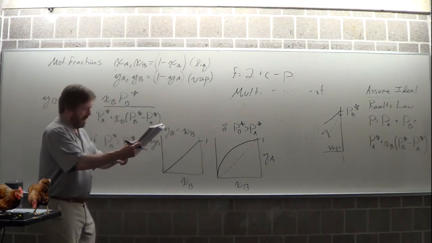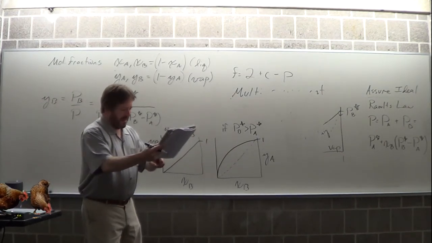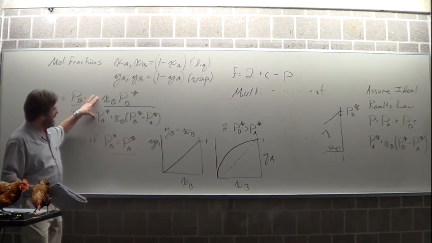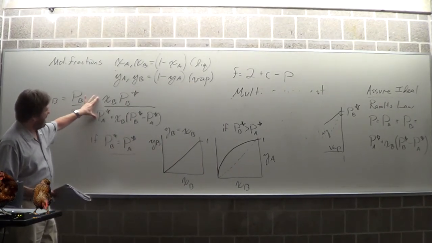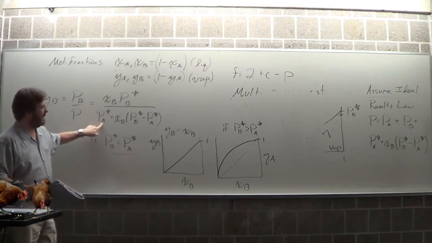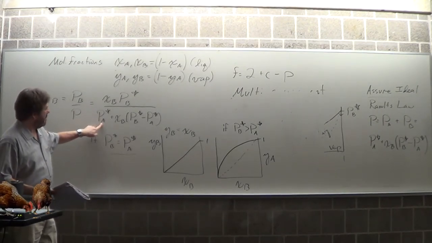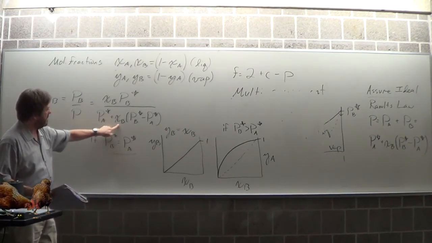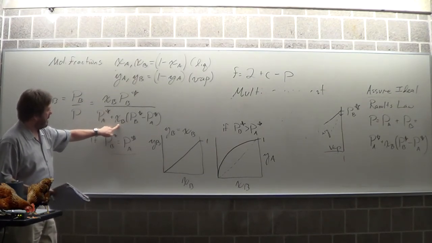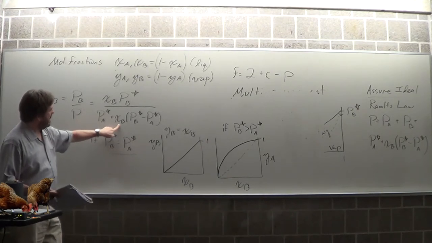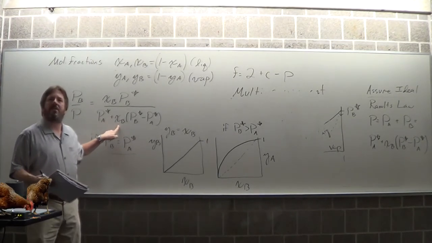Let's see here. I'm still thinking I made a mistake here. Did I make a mistake here? I think this should be B, right? Yeah. Now, the mole fraction of B is 1. If the mole fraction of B is 1... No, this is correct. This is correct.